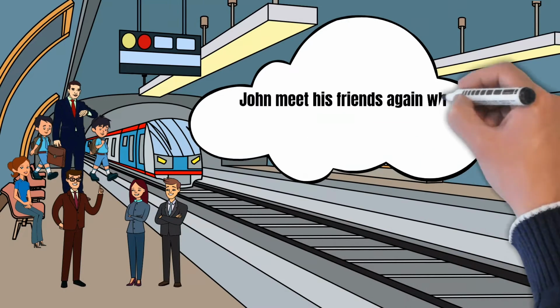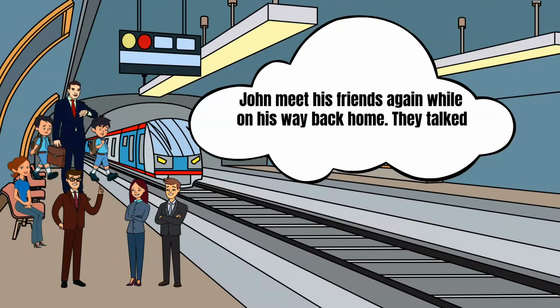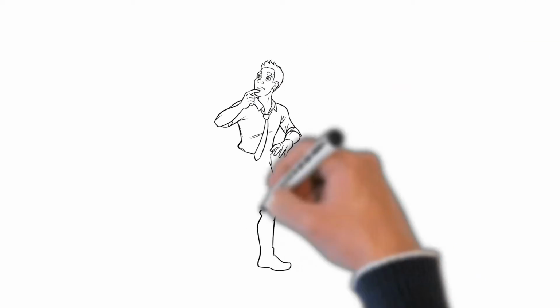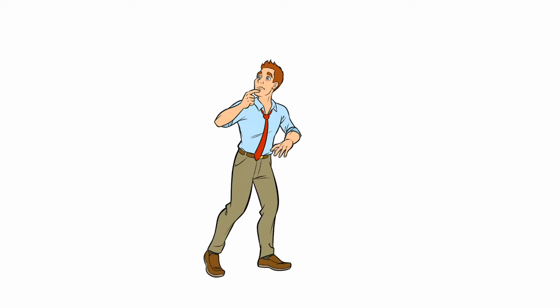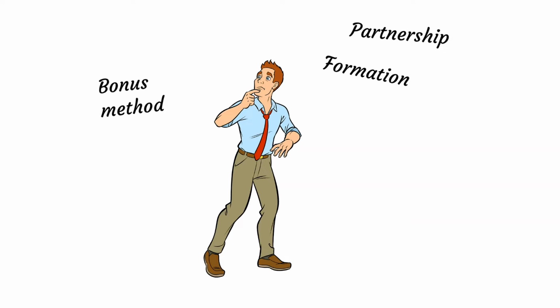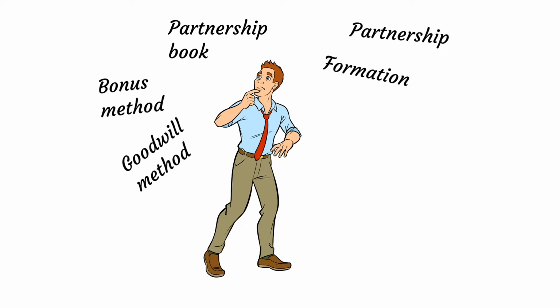John meets his friends again while on his way back home. They talked about partnership formation. But the question is, what is partnership formation, bonus method, Goodwill method, partnership book, partnership operation, dissolution and liquidation?